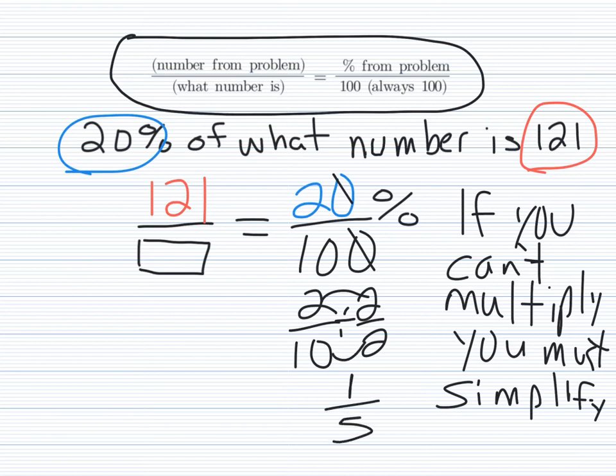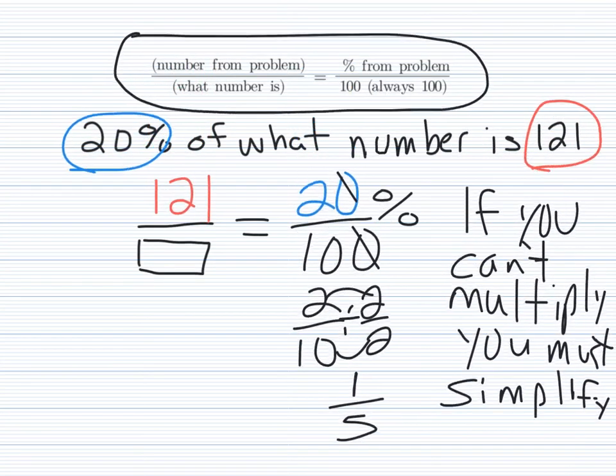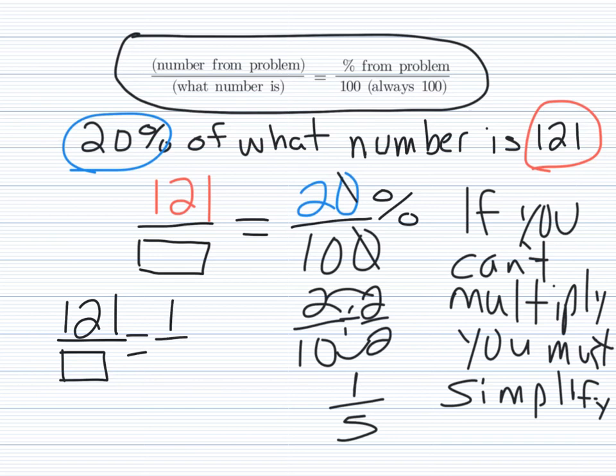Now this is easy. If I were to rewrite the problem, let's see if I can move this all up here for a second. Nope, not so much. I'll rewrite the problem off here to the left just a little bit. I have 121 over a blank answer equals now 1 over 5. So 1 times what number gets me to 121? Well, that's 121.